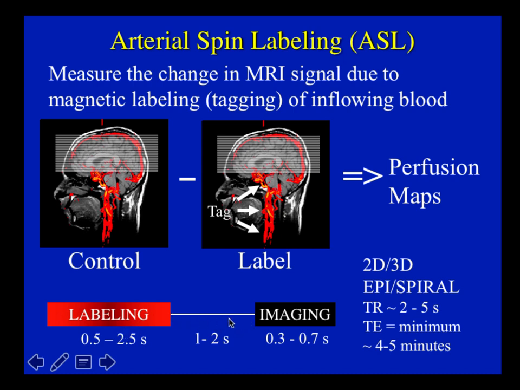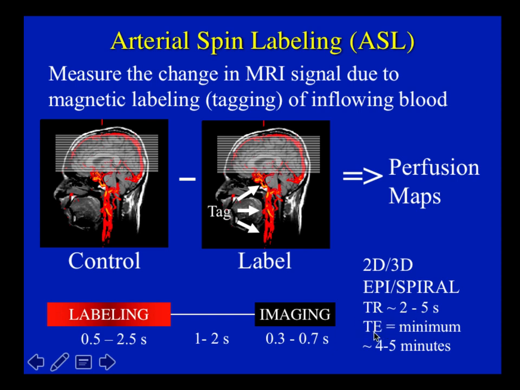And then we have to wait for a certain amount of time for the tagged blood to move into the tissue, and that could be 1 to 2 seconds, and then we can image. For imaging, we can use any type of imaging sequence. It could be 2D, 3D, echoplanar, or spiral imaging techniques. And the TR depends on the choice of your imaging technique.